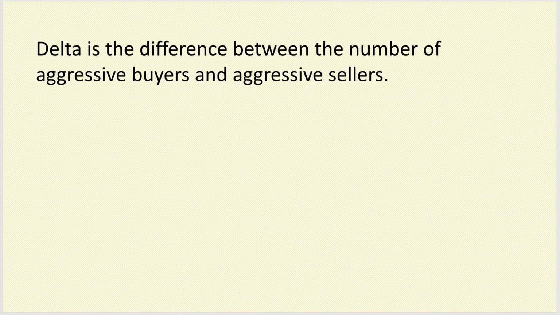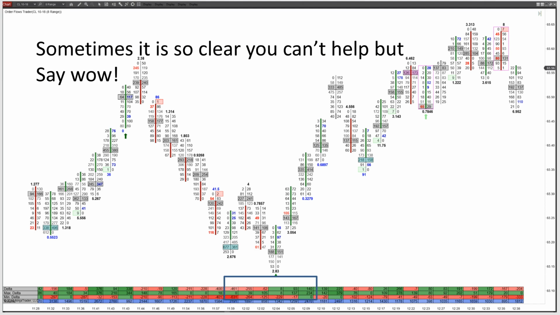Now, delta is the difference between the number of aggressive buyers and aggressive sellers in that bar. I should put that there, in the bar, okay? And that's important because once you start noticing how many aggressive buyers or aggressive sellers there are, one side is often going to be much stronger than the other side, and that's going to give you a clue into what is going on in the market.